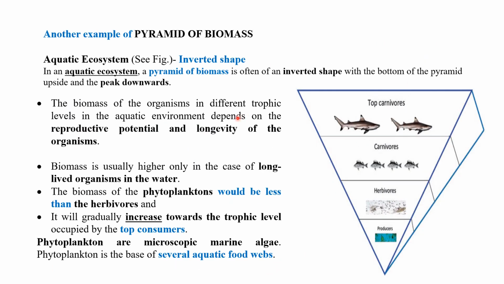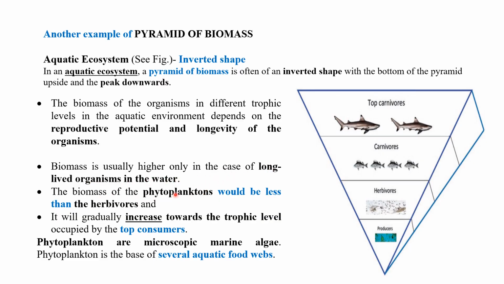Next, we can see another example of pyramid of biomass, the aquatic ecosystem. It is observed in inverted shape. In an aquatic ecosystem, a pyramid of biomass is often an inverted shape with the bottom of the pyramid upside and the peak downward. The biomass of the organisms in different trophic levels in an aquatic environment depends on the reproductive potential and the longevity of the organisms. Biomass is usually higher in case of long-lived organisms in water.